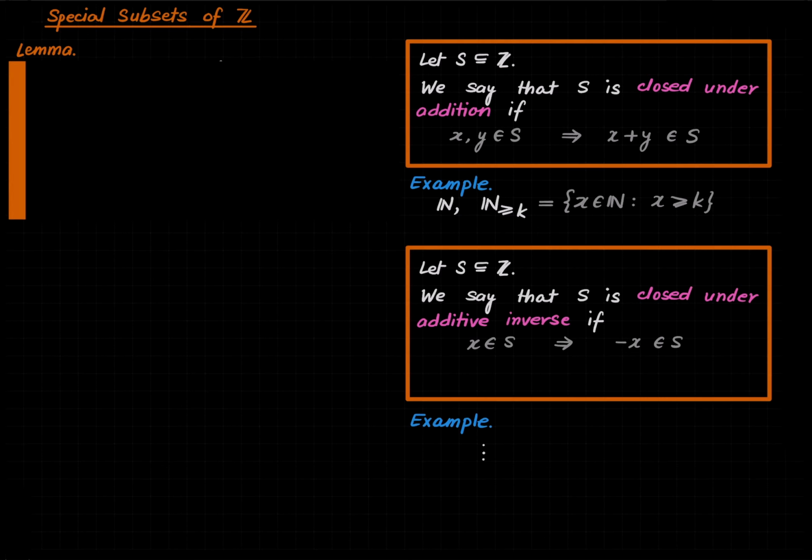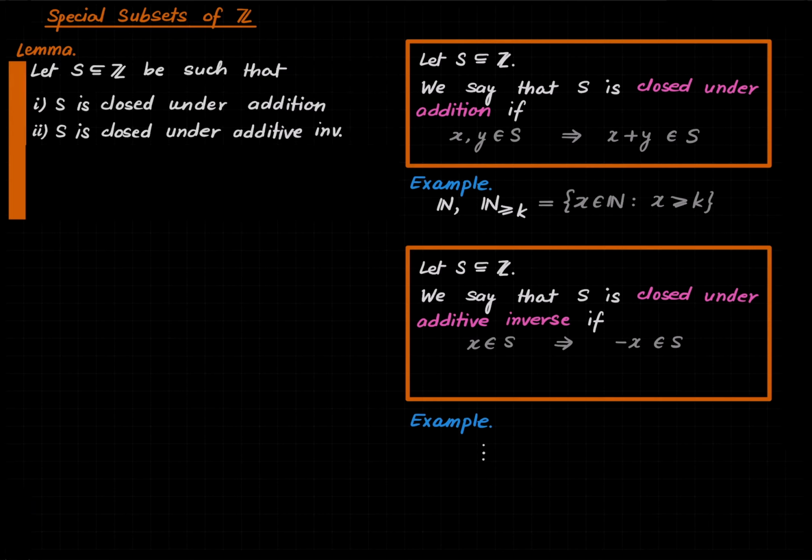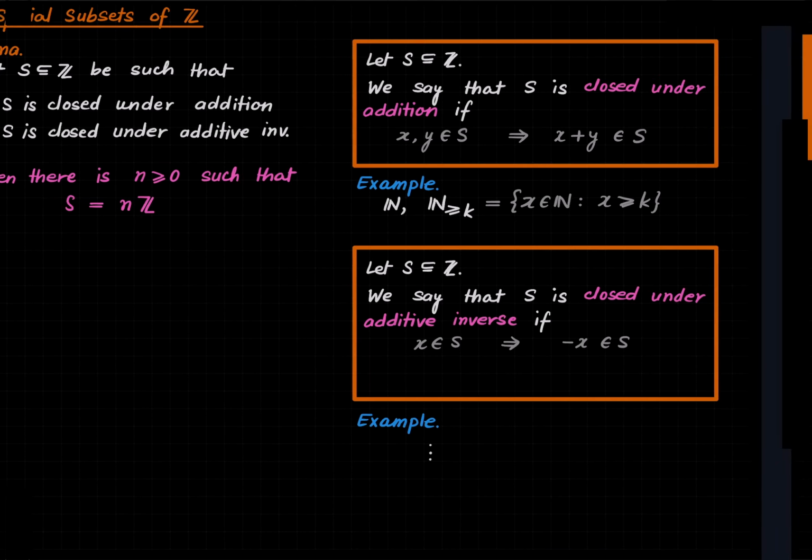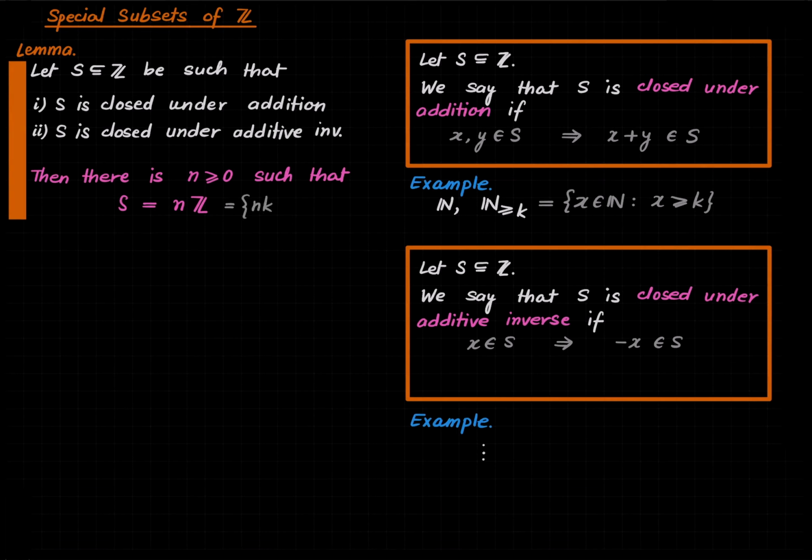Right, so these are two special kinds of subsets of integers, and there is very little mystery to them. But something interesting happens if you have a subset which satisfies both these closure properties. So fix a subset of integers, assume it is closed under addition and also under additive inverses. Then this kind of subset is very special, and the theorem says that there is some non-negative integer n such that S is equal to nZ, where what is nZ? Recall, nZ is nothing but all multiples of n. That's what nZ means.